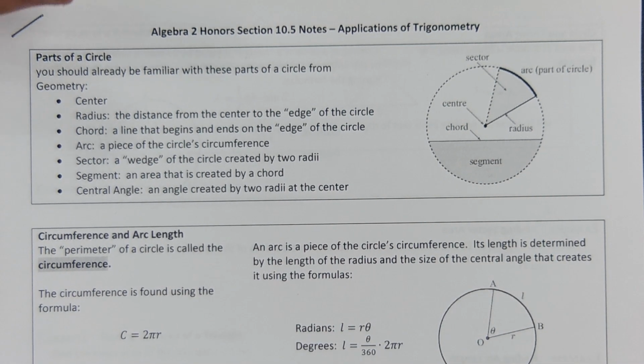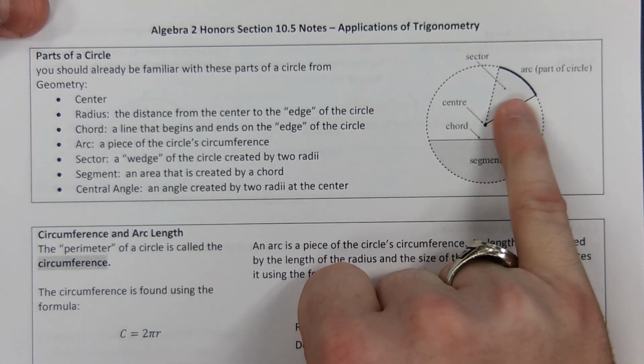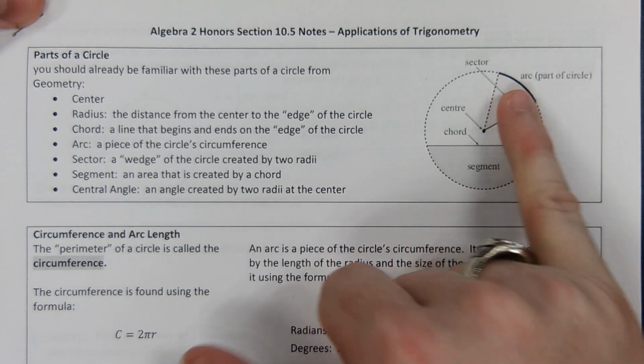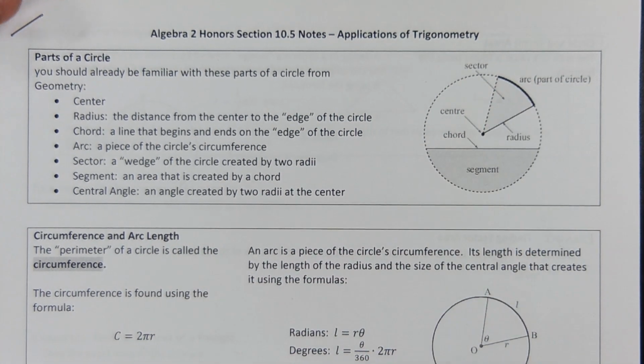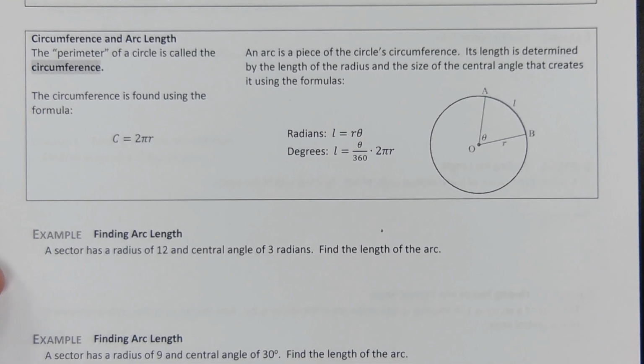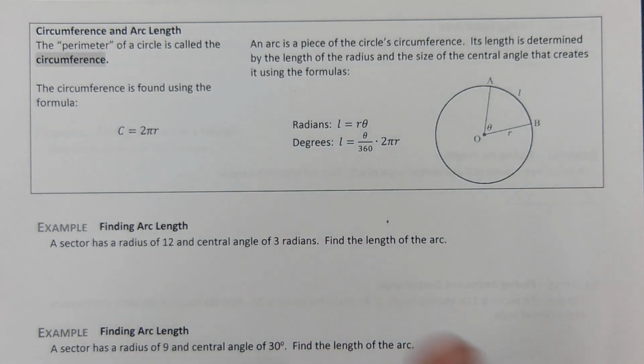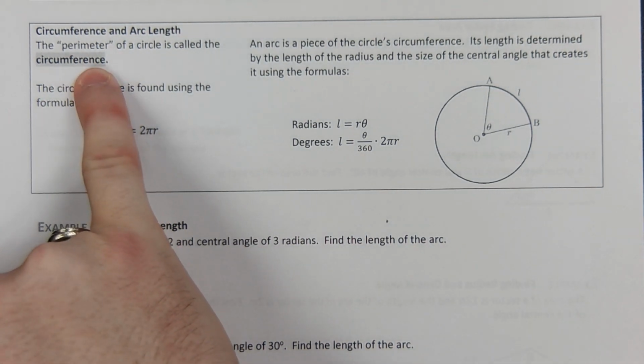So you should already know most of that vocabulary. Cool with that idea? You've seen most of those words before. So this is an arc. It's a piece of the circle's edge. This is a sector. It's like a slice of the circle, like a pizza slice or a pie slice. Cool? Cool. Awesome.